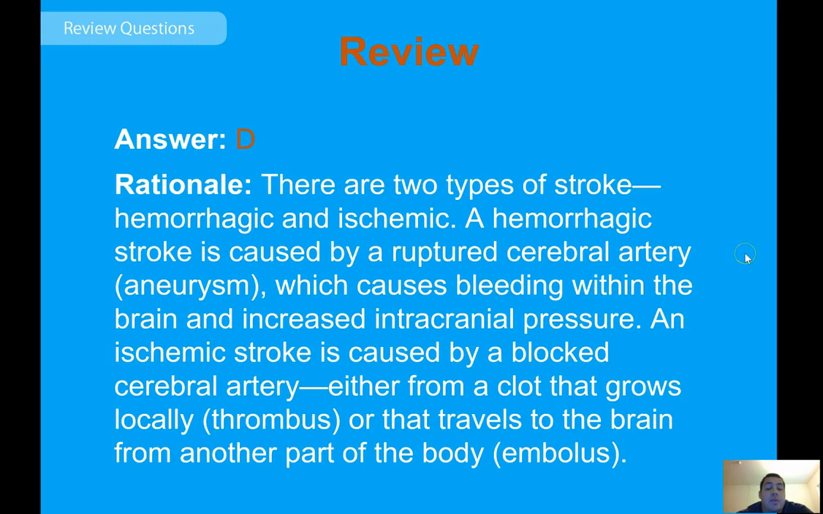So D, there are two types of stroke, hemorrhagic and ischemic. A hemorrhagic stroke is caused by a ruptured cerebral artery or an aneurysm, which causes bleeding within the brain and increased intracranial pressure and possibly a brainstem or a brain herniation. An ischemic stroke is caused by a blocked cerebral artery, either from a clot that grows locally, thrombus, or that travels to the brain from another part of the body, embolus.